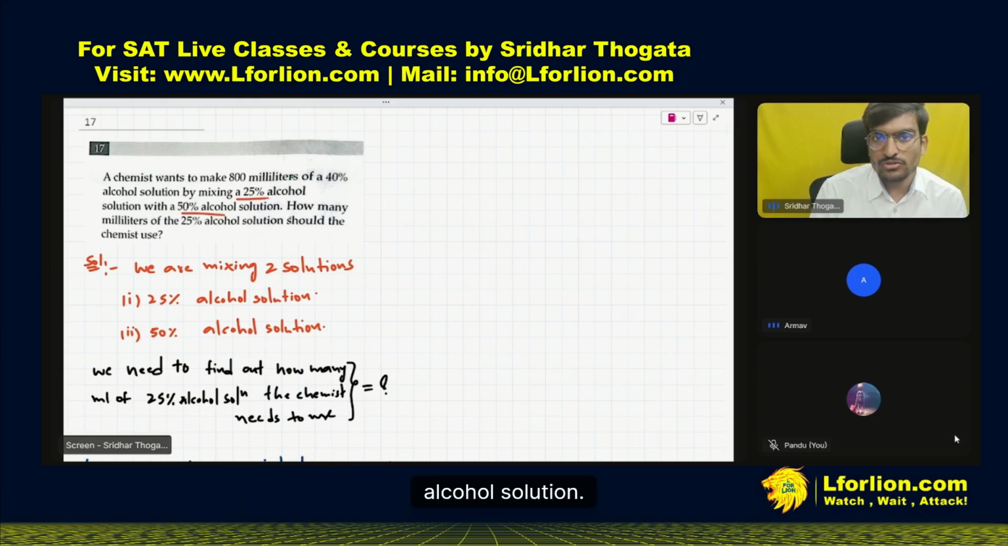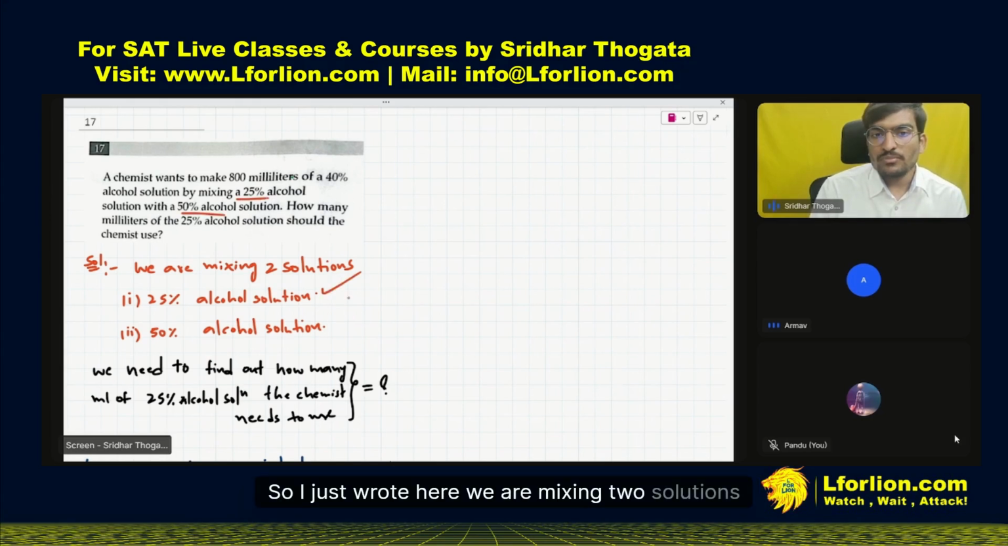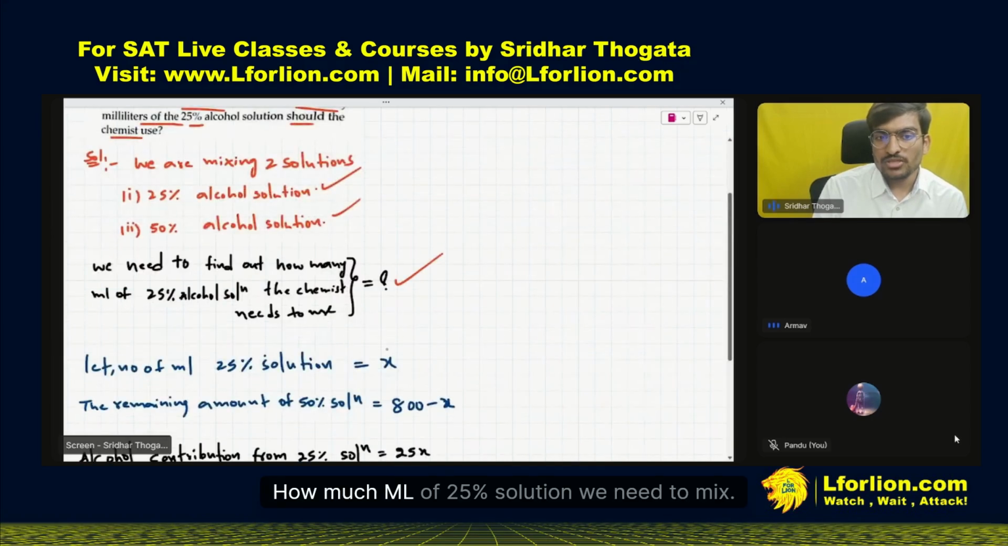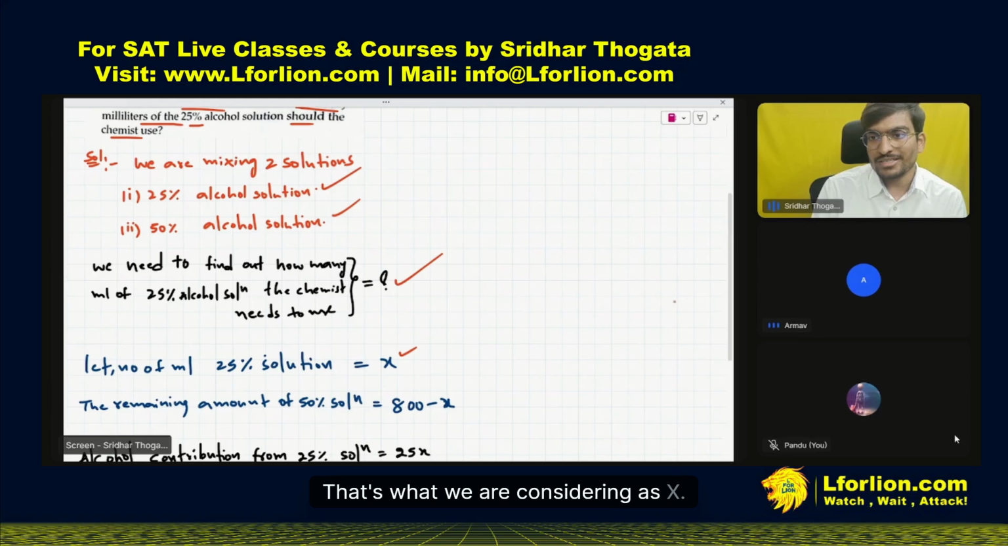A chemist wants to make 800 ml of 40% alcohol solution by mixing 25% alcohol solution with 50% alcohol solution. So I just wrote here we are mixing two solutions, which is 25% alcohol solution and 50% alcohol solution. We need to find how many ml of 25% alcohol solution the chemist should use. That's what we are considering as X.